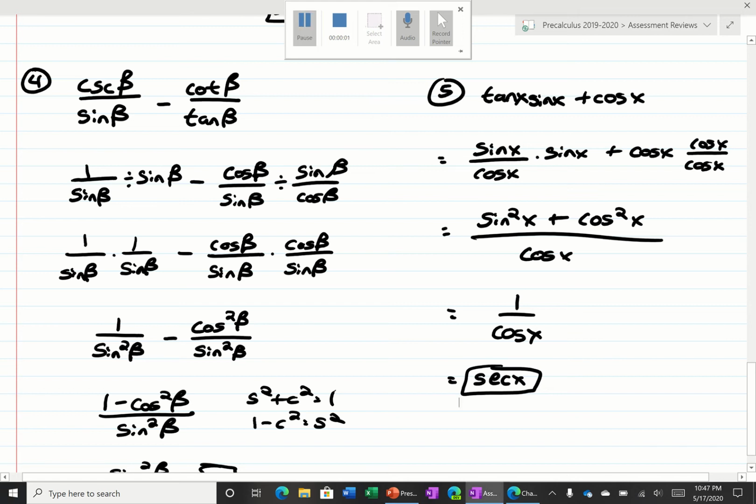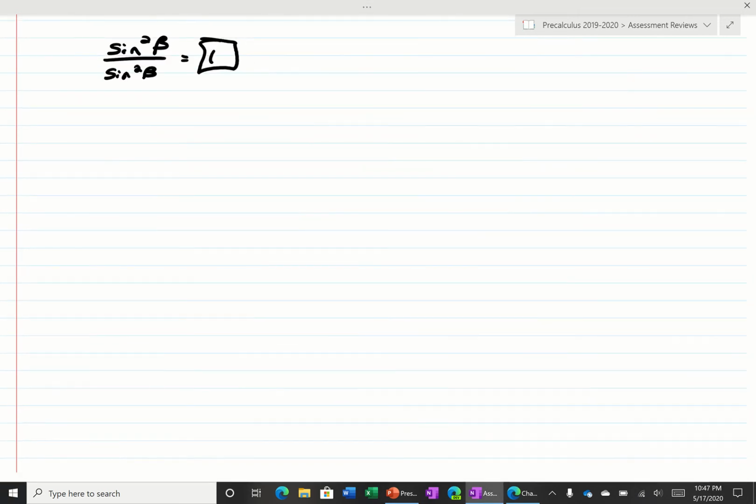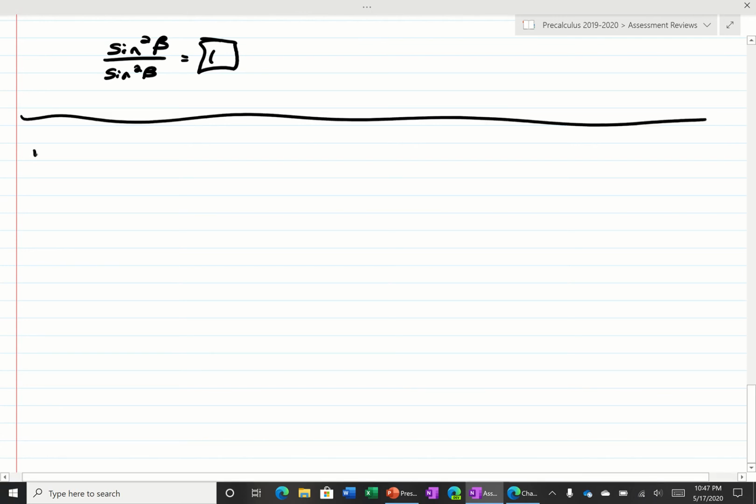Alright, so this will be a review of your quiz from 5/29. The first question is asking us to simplify cosecant squared of theta times tan squared of theta, minus 1. So cosecant is 1 over sine. Tangent squared is sine squared over cosine squared.